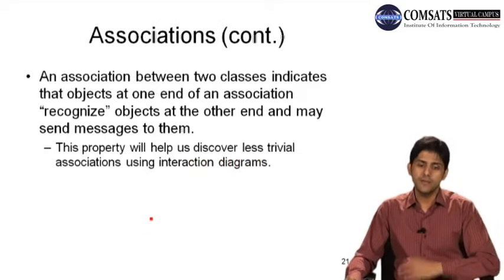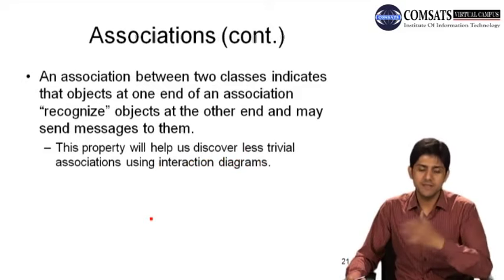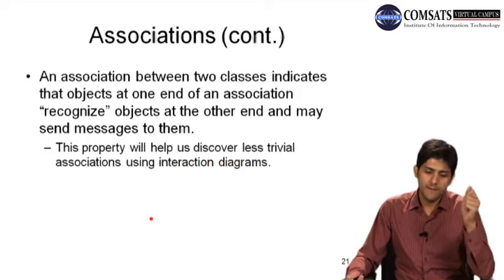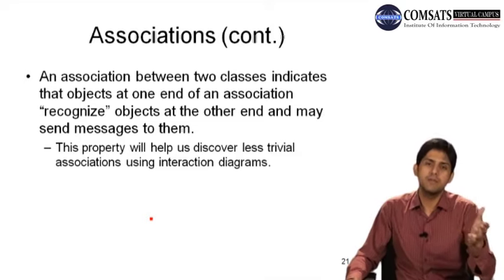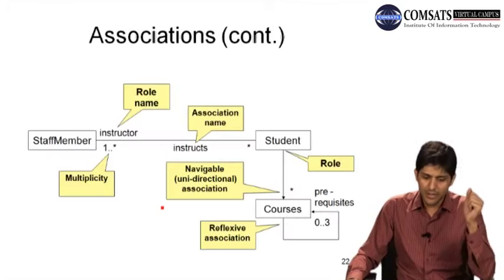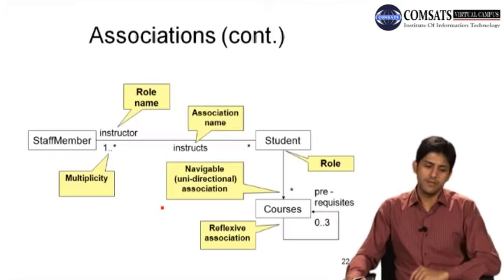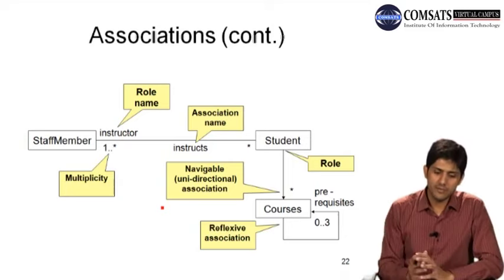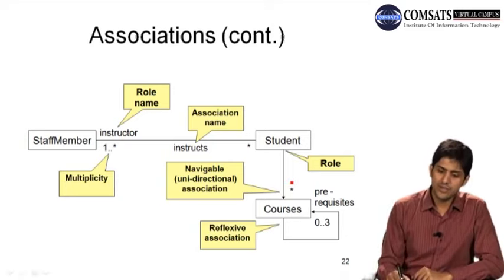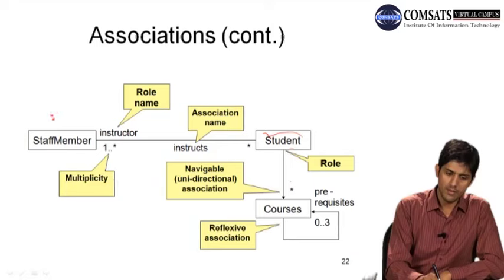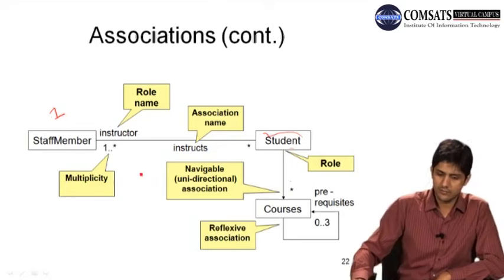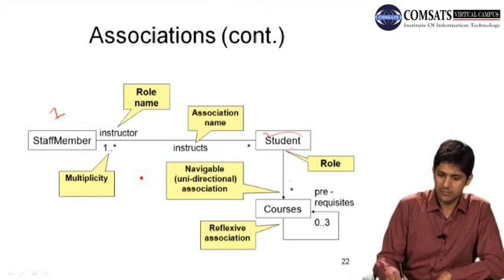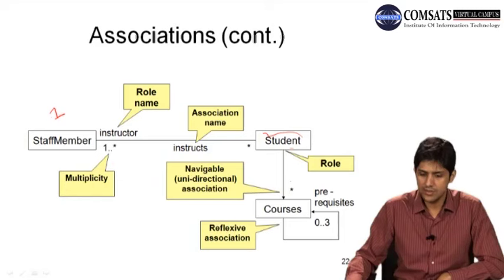Okay जी, this particular property ये जो हमने कहा है कि it recognizes the messages sent from one object to the other object will help us discover less trivial association using interaction diagrams, जो कि हम पहले भी देख चुके हैं. interaction diagrams हम cover कर चुके हैं. Okay जी, now let's see, this is an example where you have this faculty member which उसको हमने staff member कहा हुआ है. ठीक है, and then you have these students. ठीक है, so we have three classes. Number one, we have the staff member, then we have these students.